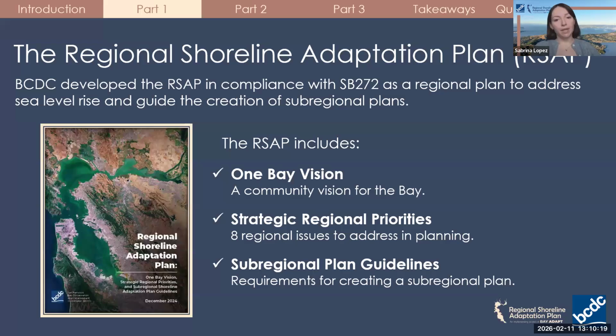So the RSAP does three main things. First, it lays out a one bay vision, which is a shared community-centered vision for a resilient and thriving bay shoreline. Second, it defines 8 strategic regional priorities, the key issues we all need to plan for, including habitat, infrastructure, equity, and more. And third, it includes the subregional plan guidelines, which outline what's required in subregional plans under SB 272. Plans aren't a one size fits all, but the RSAP does help us all move in the same direction together.